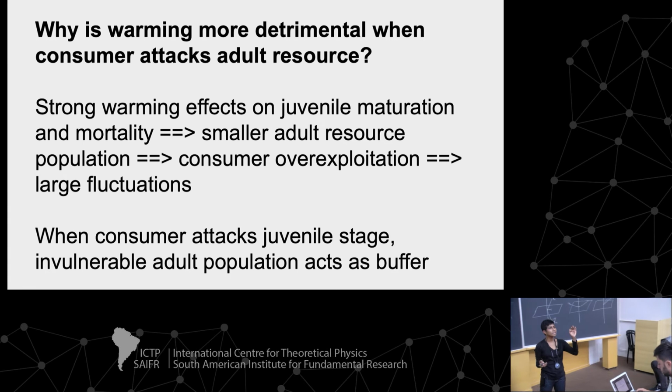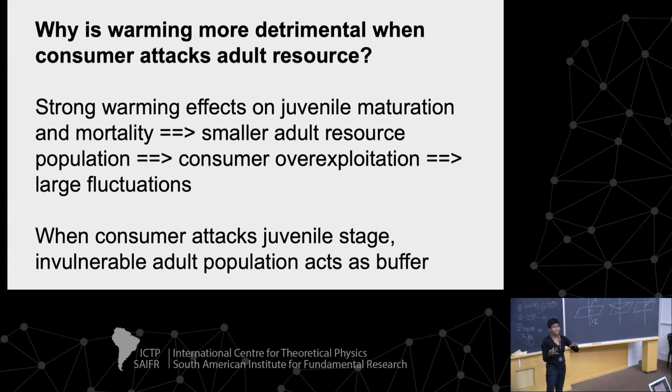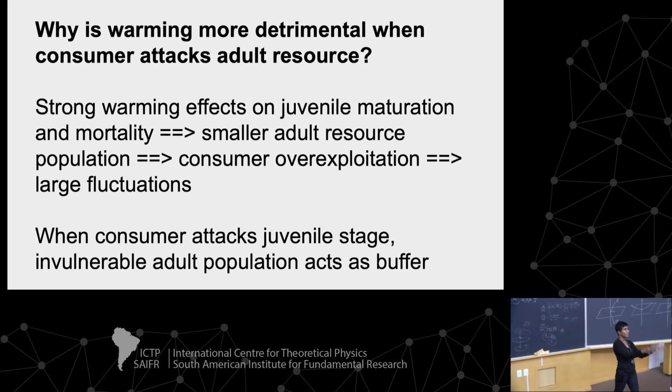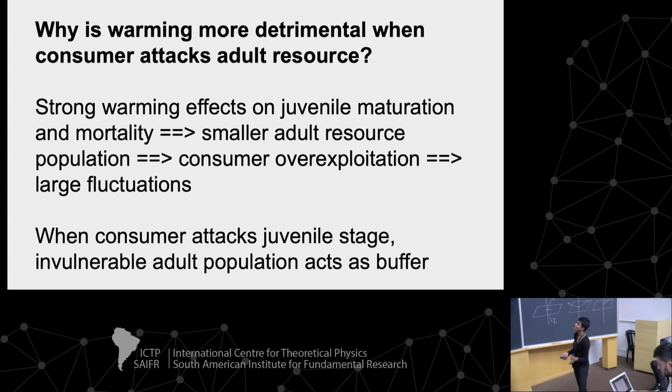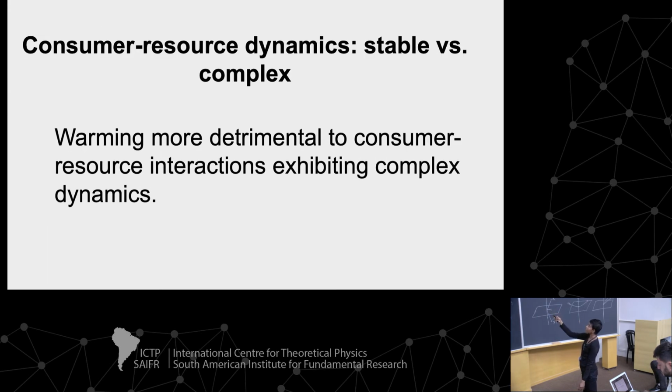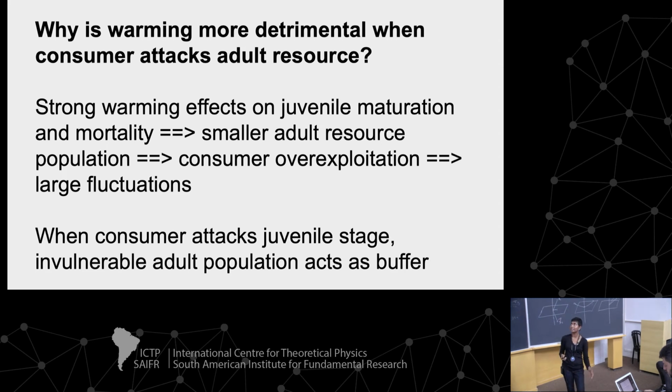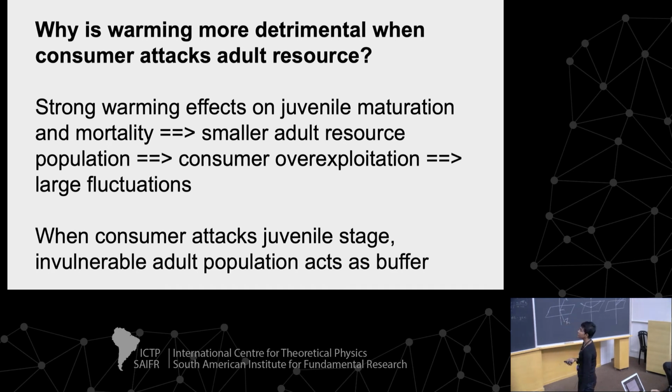Remember, the strongest warming effects occur on juvenile maturation and juvenile mortality, right? That's where warming really hits the life cycle. What that means is we have a smaller adult population at the end of the life cycle. With a smaller population, the consumer can overexploit the population, leading to large fluctuations.